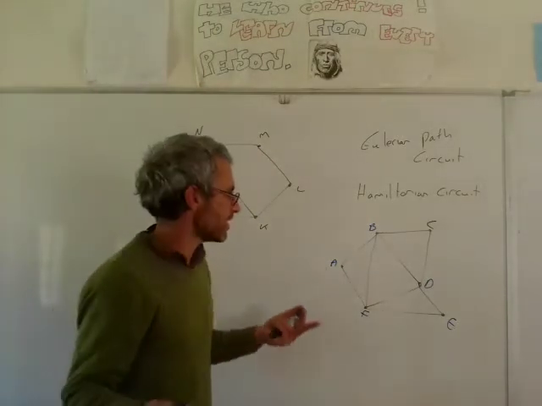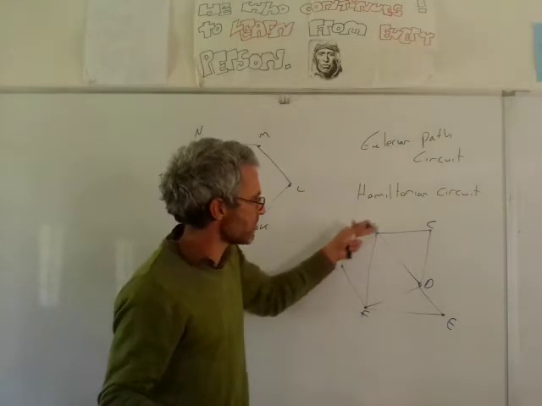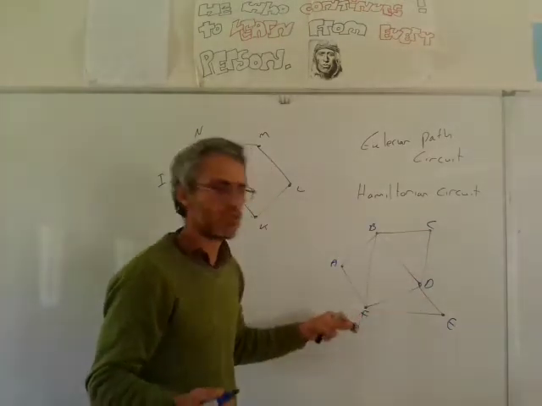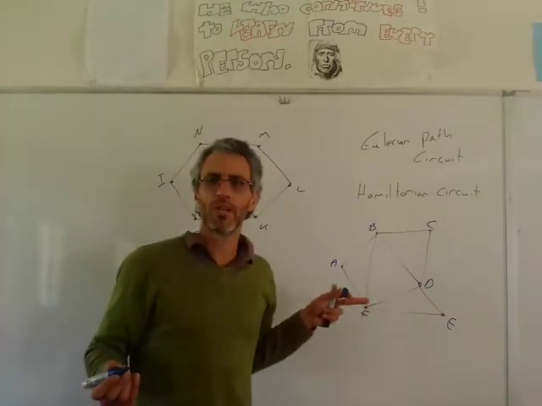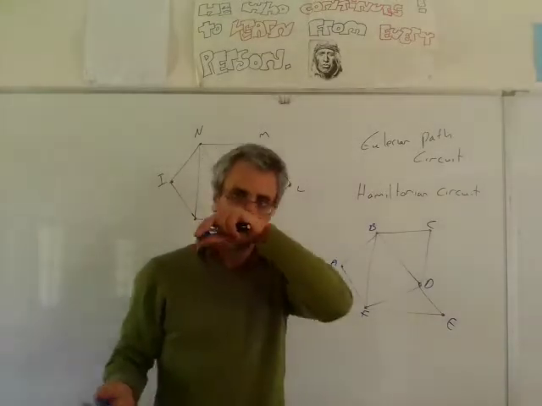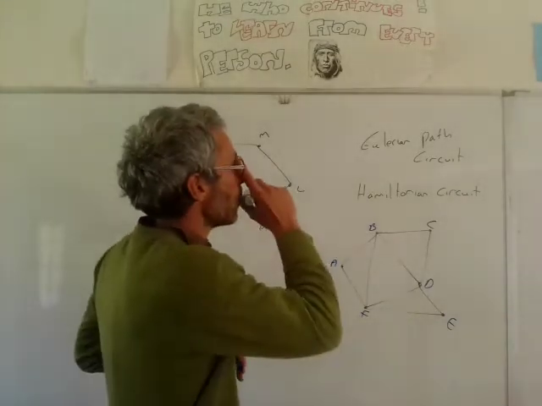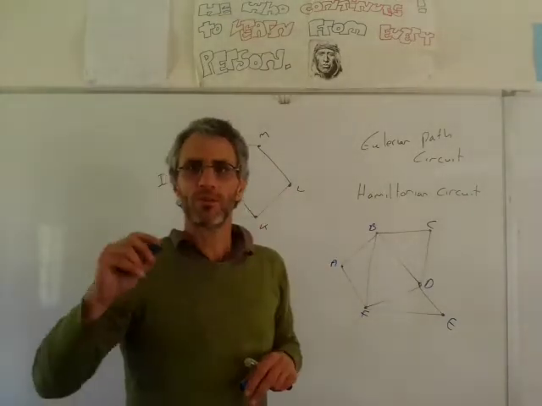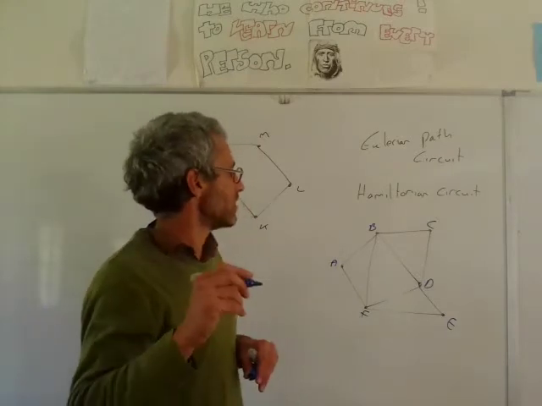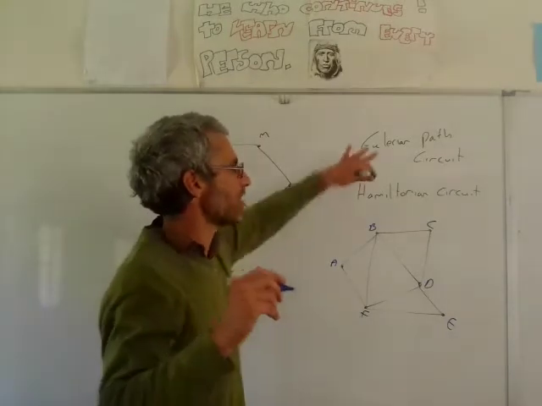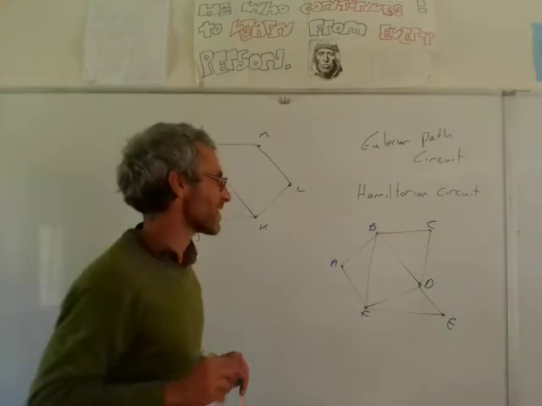A path is where you went from A to B to C to D to E to F. You didn't go back to where you started. So that's a path and a circuit. Now, what is an Eulerian path? Well, let's start with Hamiltonian.